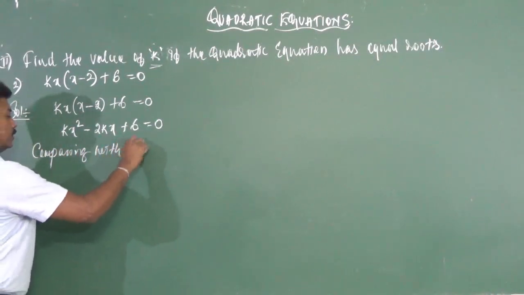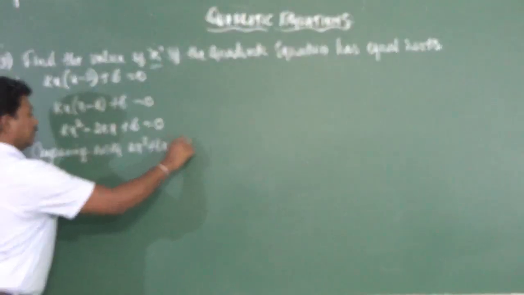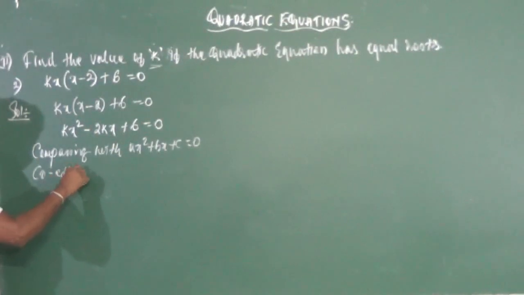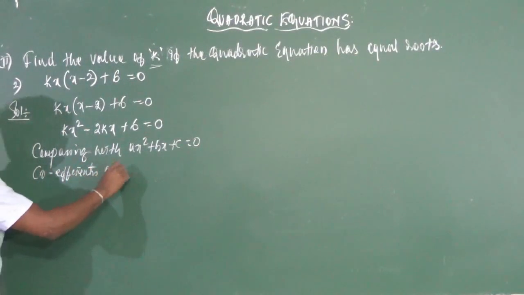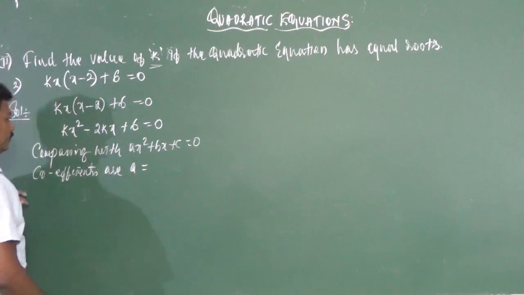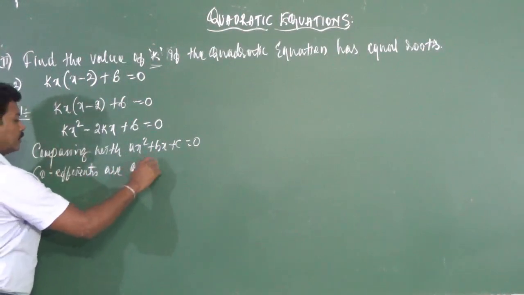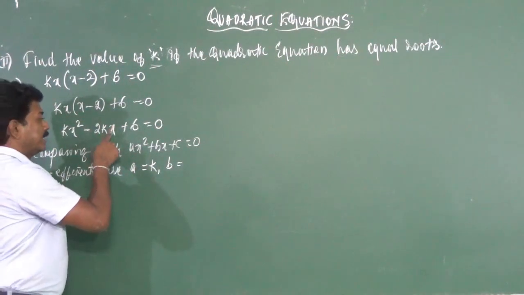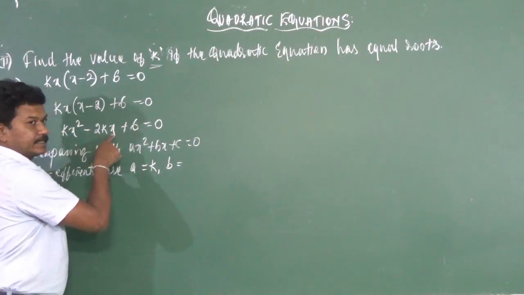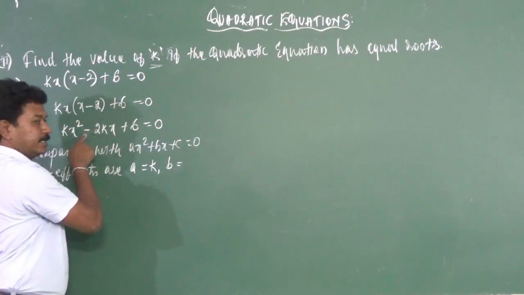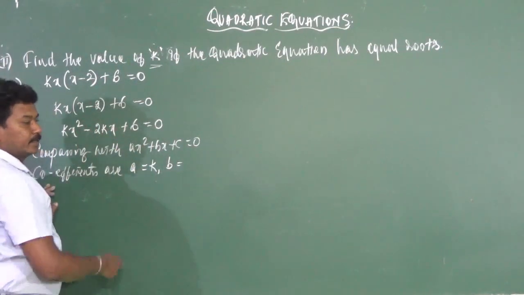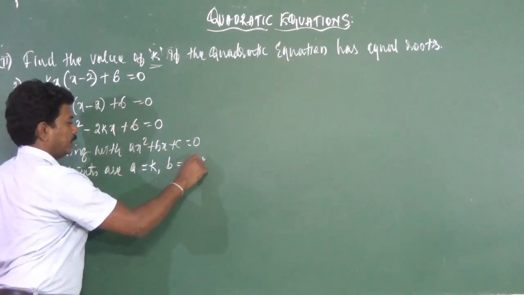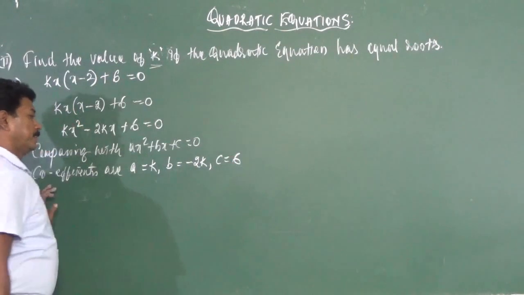Comparing with ax square plus bx plus c is equal to 0, the coefficients are: a is equal to k. Be very careful with the b value. Leaving this x, whatever you get with the sign will be the value of b. So b is minus 2k. Then c is equal to 6.